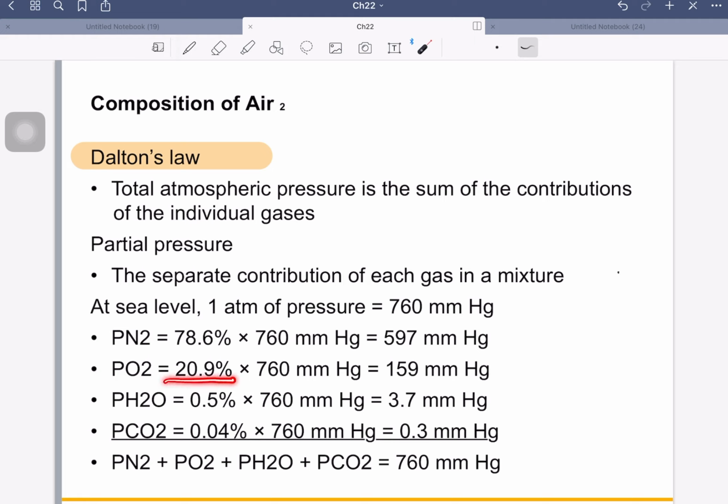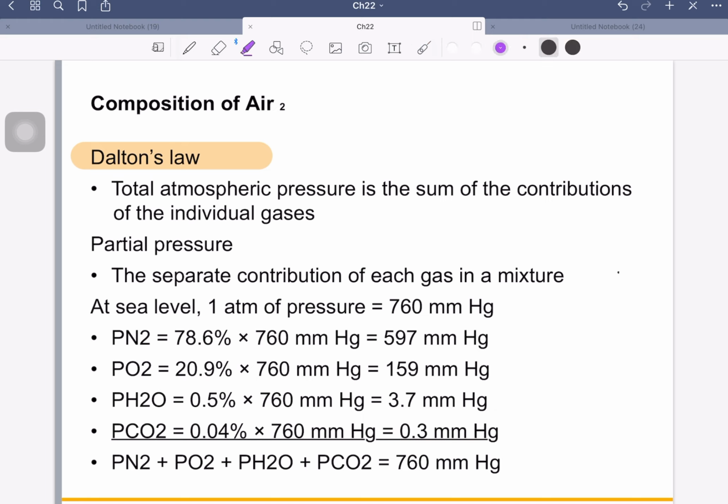Oxygen's about 21%. So I just have to figure out what is 21% of 760, and it gives me the partial pressure of oxygen. Can do the same thing with water. Let's say it's about 0.5%. It gives me the partial pressure. And look at CO2. It's 0.04%, and its partial pressure is only 0.3.